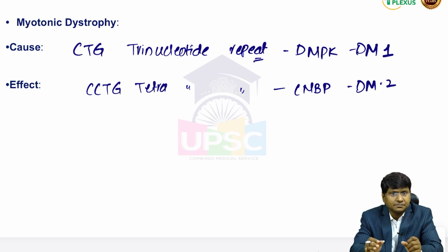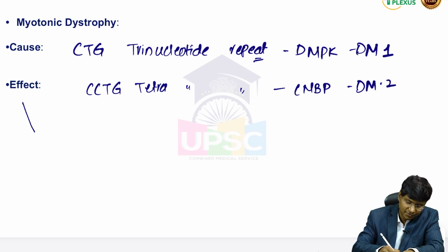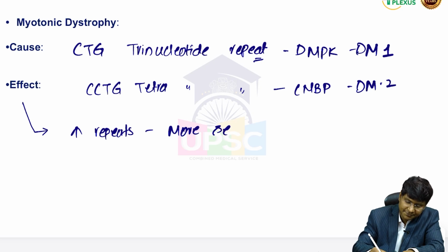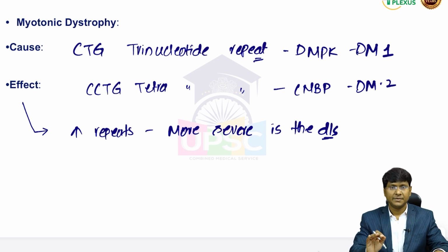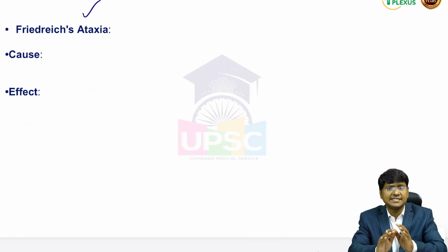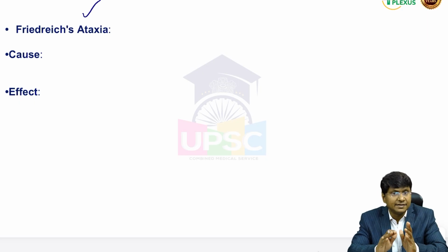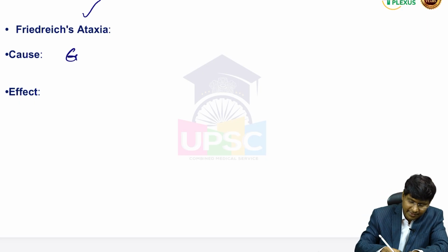And what is the effect? The number of repeats affects the severity and the onset of the disease. So the more the number of repeats, the more severe is the disease. So that is myotonic dystrophy. Then Friedreich's ataxia. This is caused by GAA trinucleotide repeat.